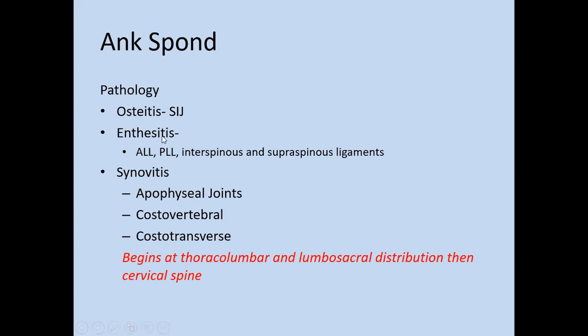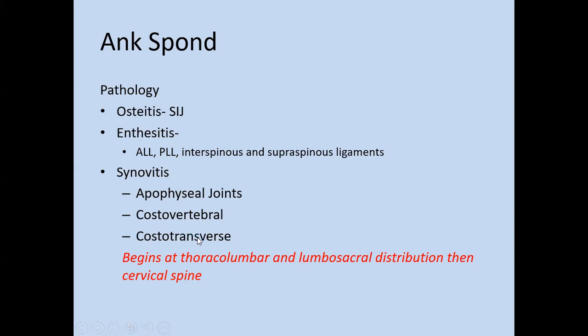And enthesitis is basically an inflammation of the bony attachment of the ligaments. And these ligaments could be the anterior longitudinal ligament, the posterior longitudinal ligament, interspinous and supraspinous ligaments. So all these ligaments may demonstrate enthesitis on MRI scan. So we would need to be very careful with detecting the enthesitis. The other anatomic part of the spine that can be involved with ankylosing spondylitis is obviously the synovitis, which can be seen in the facet joints, in the costovertebral joints, and costotransverse joints.